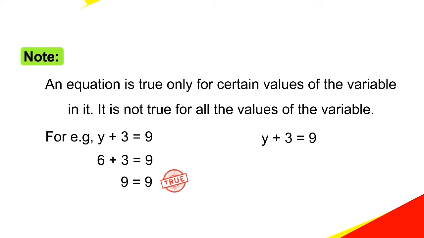Now the same equation, y plus 3 is equals to 9. Now instead of y I am going to take 7. Previously what did I take? 6. Now what am I going to take? 7. 7 plus 3 is equals to 9. What do we get for 7 plus 3? Right. 7 plus 3 is 10. Is 10 equals to 9? Not equal. So what can we say? It is false.